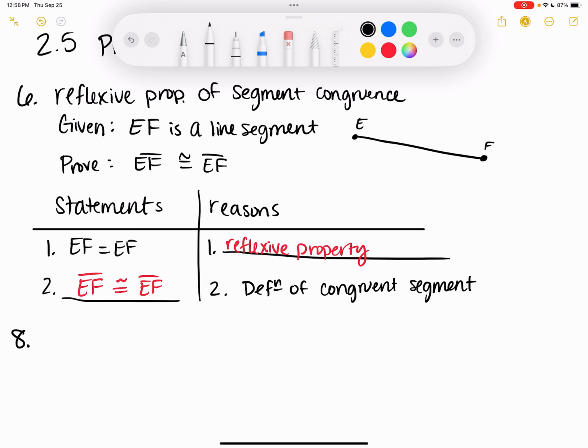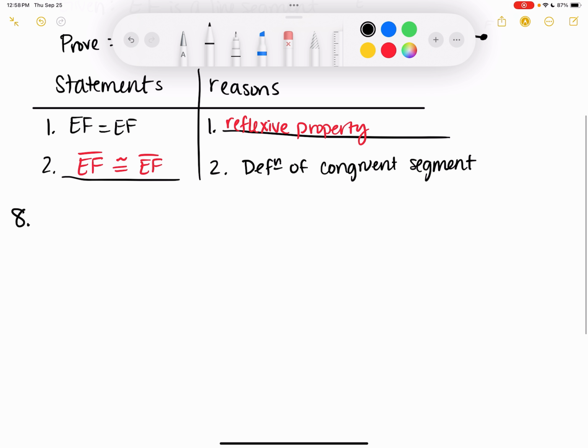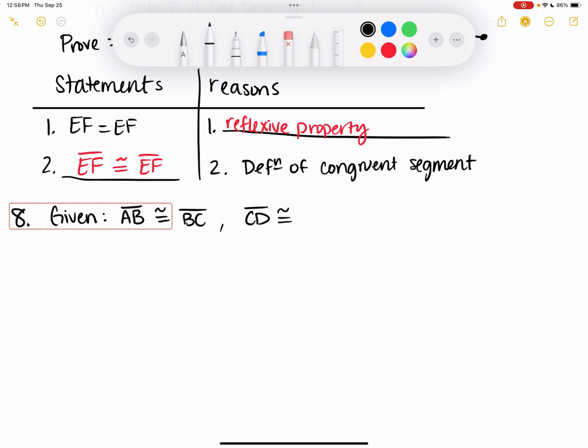All right, number 8. These say to solve for the variable using the given information, explain your steps. So if you see something like that, that means you're writing a proof. Because otherwise, we could just take this and solve it without ever writing any reasons down. But they want us to explain, so that means we're going to set up a proof. So for number 8, the given information is that segment AB is congruent to segment BC, and that segment CD is congruent to segment BC.